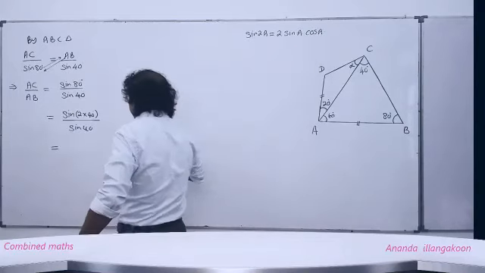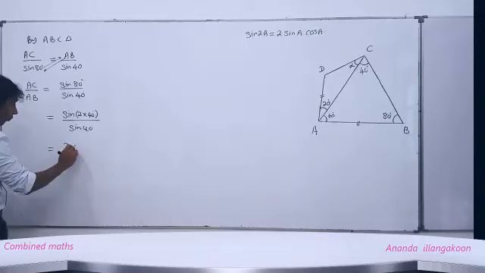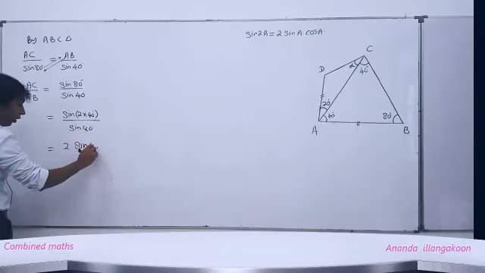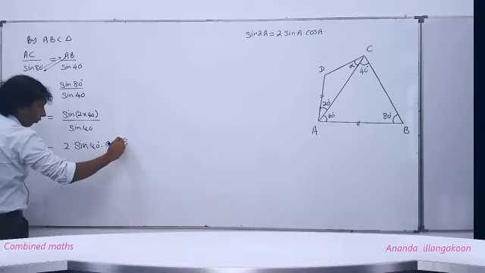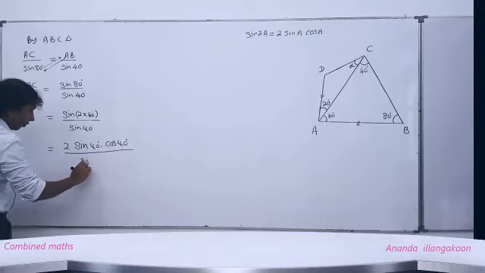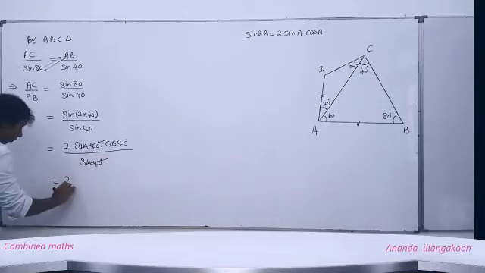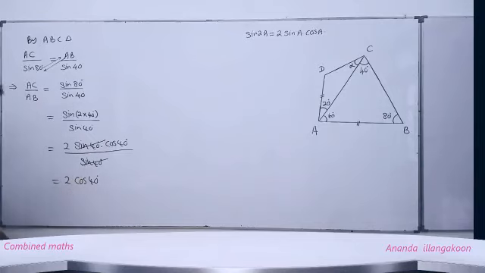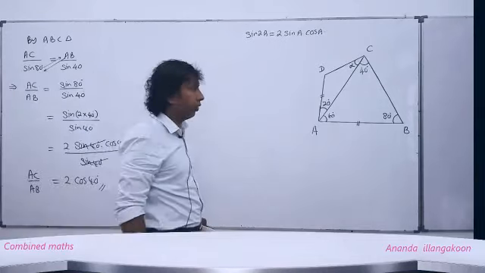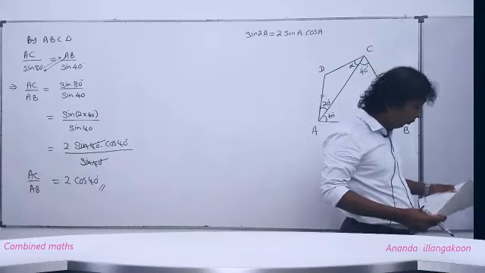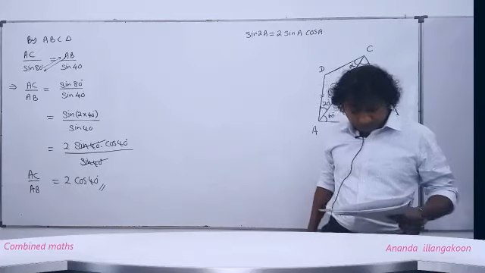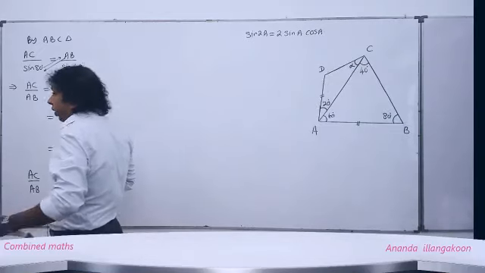Then you can write this as how, people? 2 sine A cos A, no? Then we can write this one how? 2 A is 40 now. Sine 40 into cos 40 divided by sine 40. These two you can cancel down. Then we get 2 cos 40. Right? So this is the first answer we need. We get AC divided by AB as 2 cos 40. Right, that answer also we got.